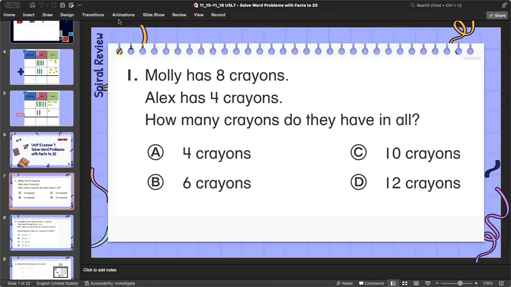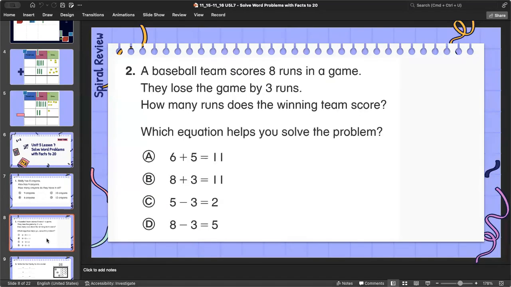Here's our spiral review. Make sure that you're looking at "they have in all." What does the word "in all" mean? Addition or subtraction? Pause, work with your learning coach. Again, you get into which equation helps you solve the problem. When you look at the word problem up here, the best thing you can do is start looking at the numbers and seeing which numbers don't matter and start eliminating. Work on elimination when it comes to test prep, eliminating answers that do not make any sense. Pause, work with your learning coach.